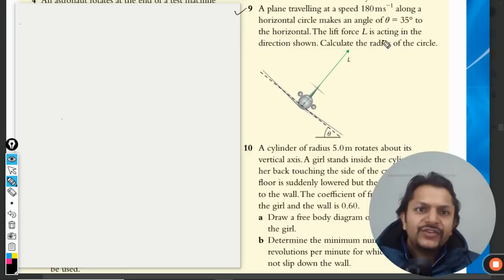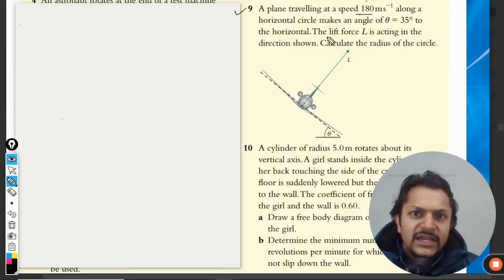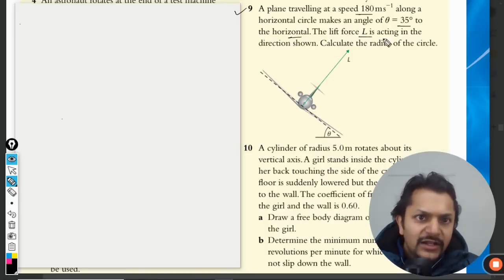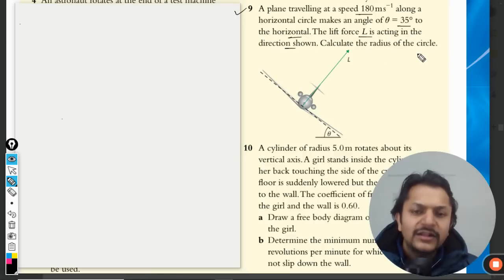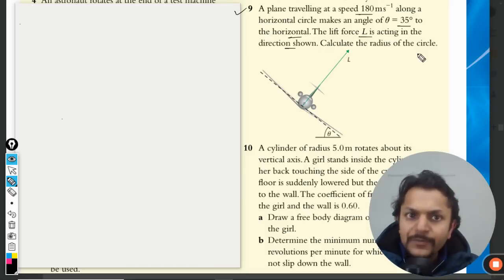A plane traveling at the speed of 180 along a horizontal circle makes an angle of 35 degrees to the horizontal as shown in the diagram here. The lift force L is acting in the direction shown. Calculate the radius of the circle in which this aeroplane is going to move.